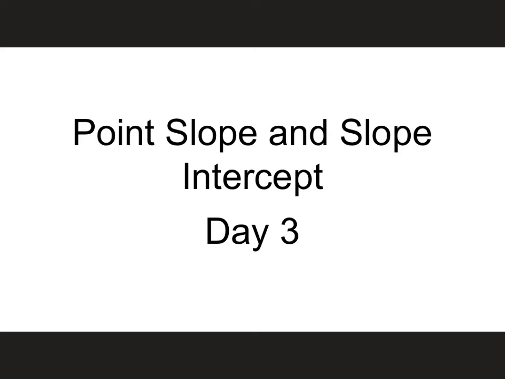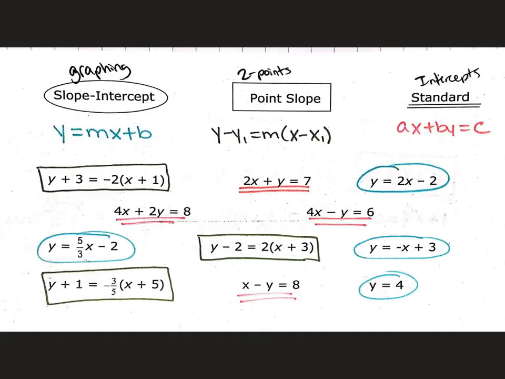Hey guys, so we're going to talk about point slope and slope intercept. These are two different formulas that we're going to use. Depending on what information we have will determine which formula we're going to use. So if you take a look here, you'll notice that slope intercept is going to be when we have our y equals mx plus b.